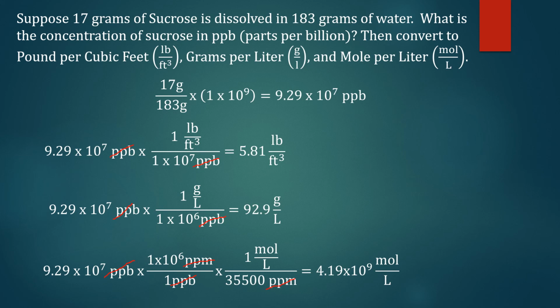So the unit left was mole per liter. So now go on to the solving part. 9.29 times 10 raised to 7 multiplied by 1 times 10 raised to 6 divided by 1 multiplied again by 1 and then divided to 35,500. The answer would be 4.19 times 10 raised to 9 mole per liter. And that's it. That is how you convert parts per billion to different units.